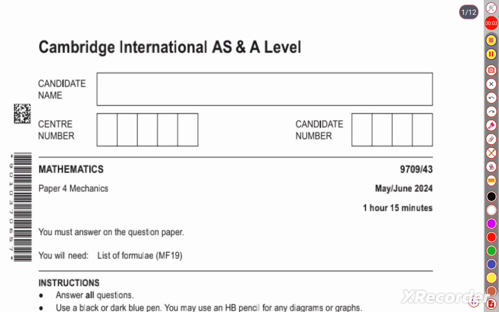Bismillahirrahmanirrahim. Welcome to MIT. Today we are going to solve a question of mechanics from paper 9709/43 for the session May June 24. Let's see the question. We are going to solve question number 7.